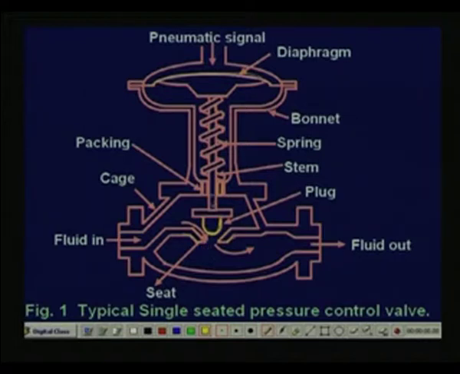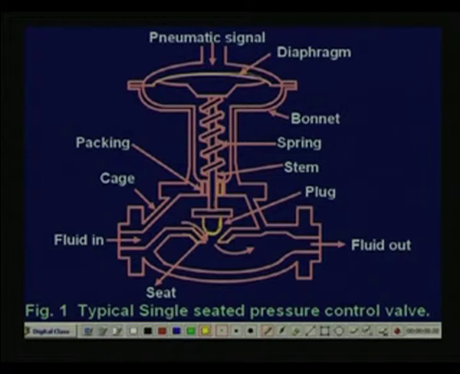So to close it, once you give the full pressure through the pneumatic signal, because this is totally sealed and circular in shape, the valve stem will come and sit on the seat of the control valve, right. And this is the fluid, liquid flowing through this one and coming out this one. This is the total details of a typical control valve.